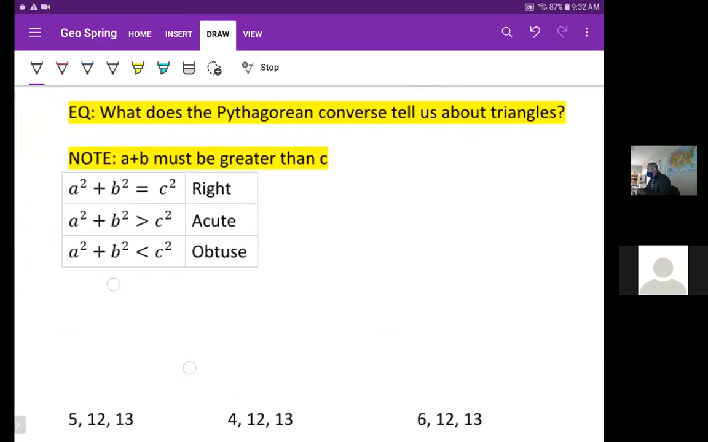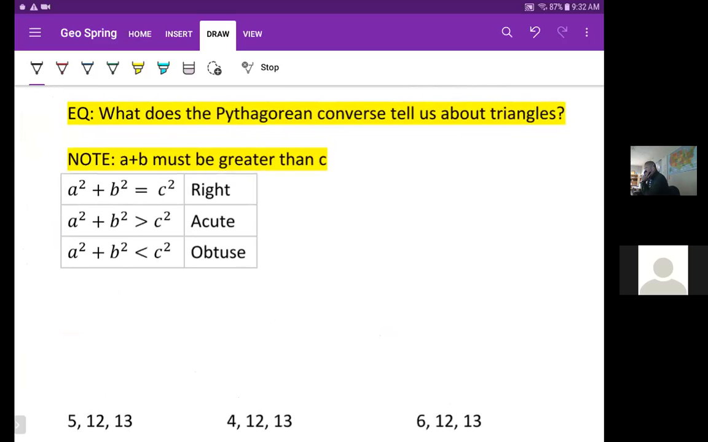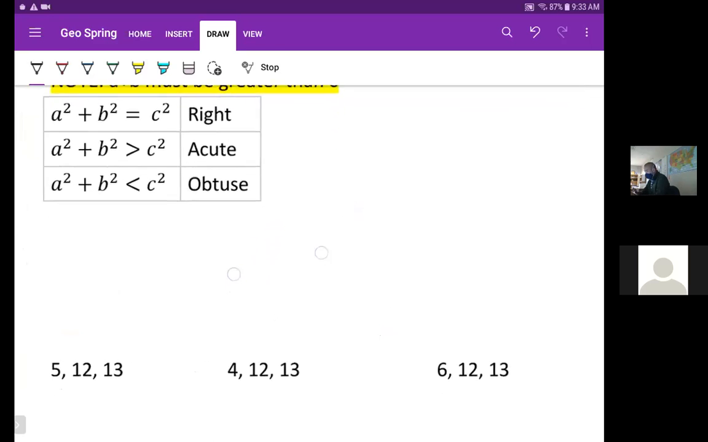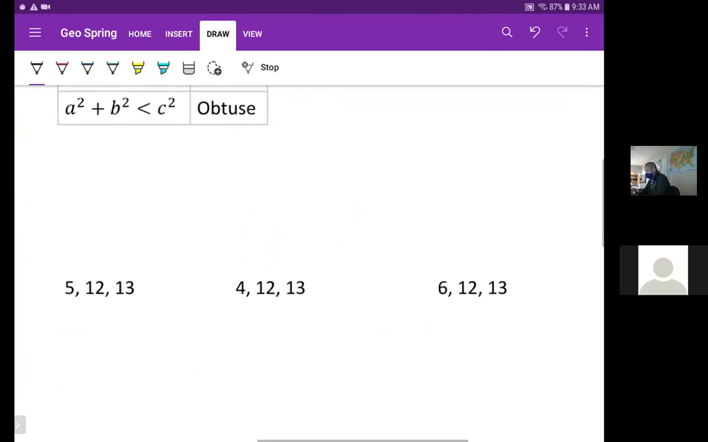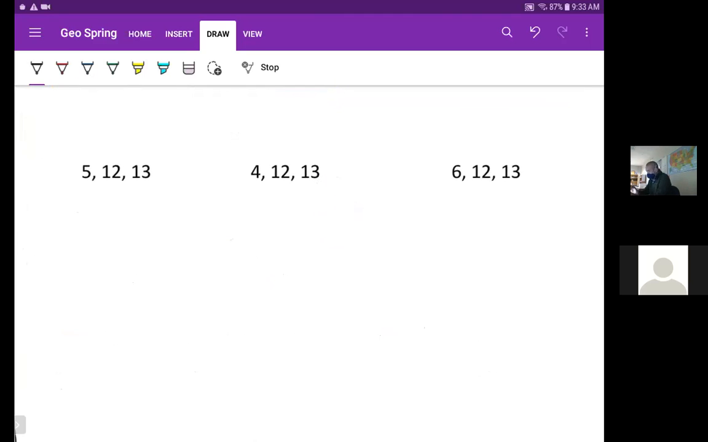Okay, the converse of Pythagorean theorem. So what does the Pythagorean converse tell us about triangles? It tells us what type of triangles they are. So that's pretty much it. You take your A and your B, you square them, whatever relationship they have with C, that tells you what type of triangle it is. So like when you're doing these, 5 squared plus 12 squared, and then 13 squared. That's 25. That's 144. This is 169.